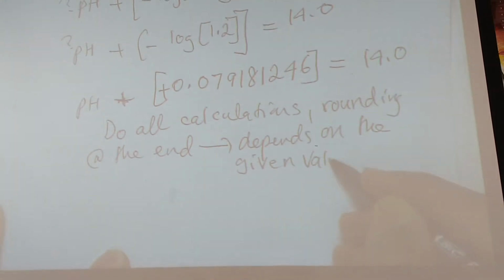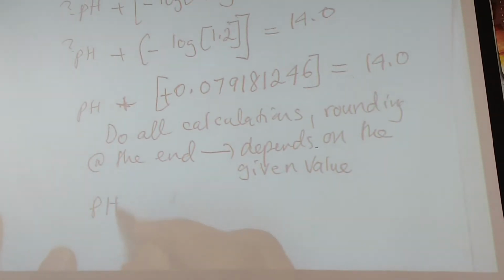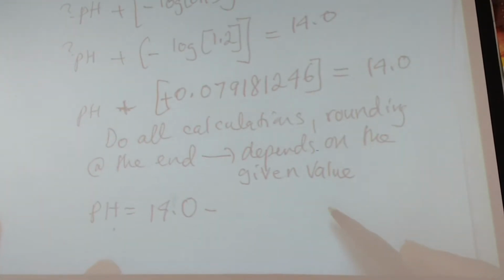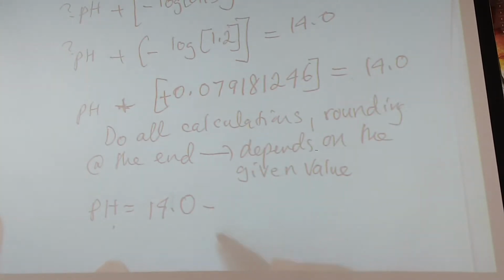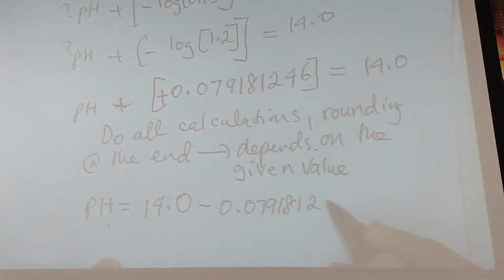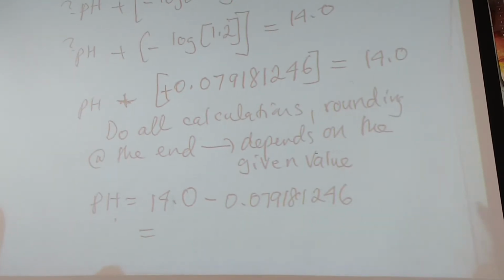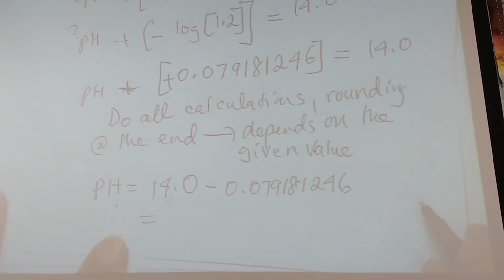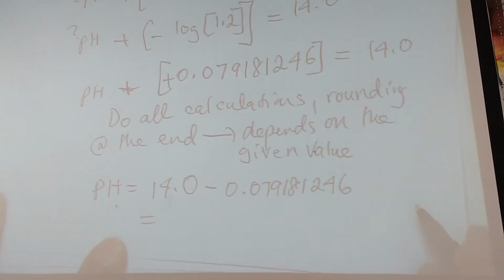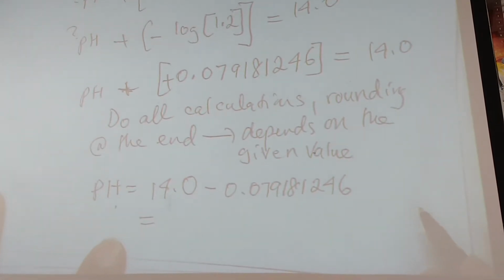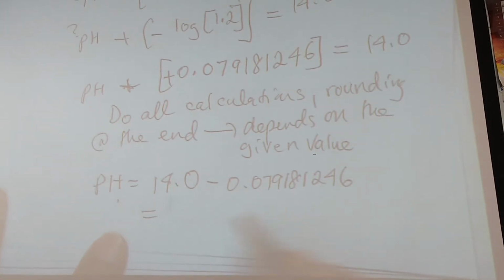The given value, correct? So now, guys, the pH will be what? This is the first way, correct? The pH will be 14.0 minus 0.07918146. So what's the answer here? Somebody tell me. Come on, guys. 14 minus this value. You give it.